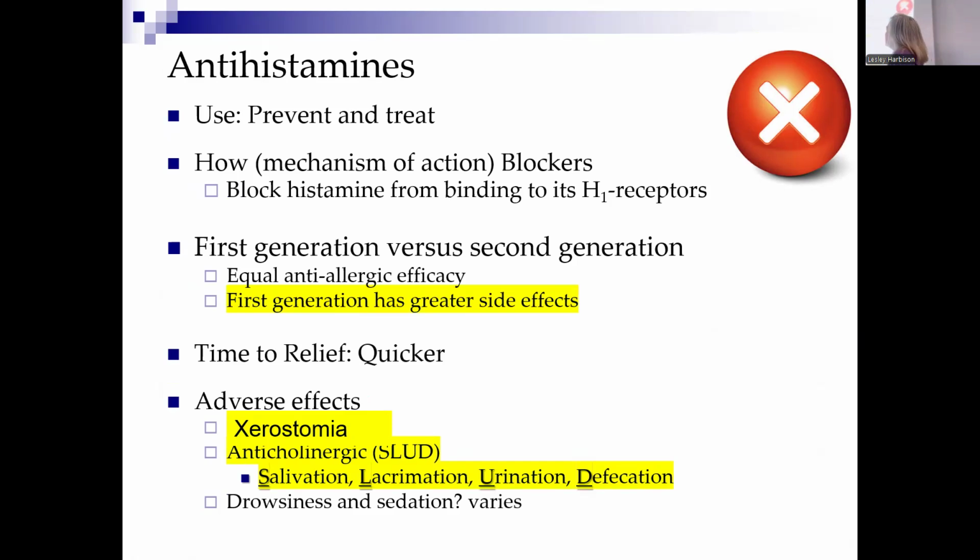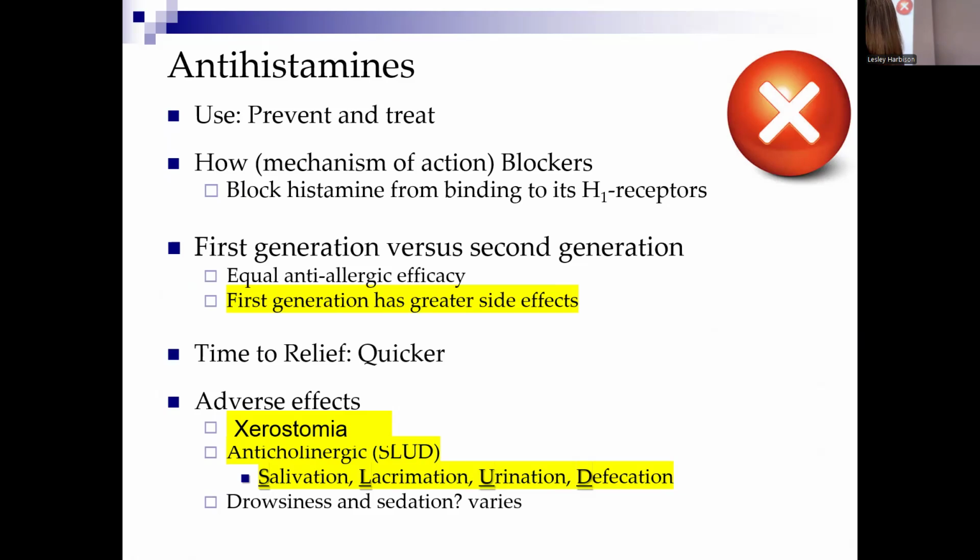And antihistamines, they prevent and they treat the symptoms, and they are also blockers, so they're going to be antagonists. These medications block the histamine from binding to H1 receptors. So the histamines have been released from the mast cells, they've made their way to H1 receptors, but the medication gets there and blocks those receptors, and then it makes it so that the symptoms aren't as obvious.